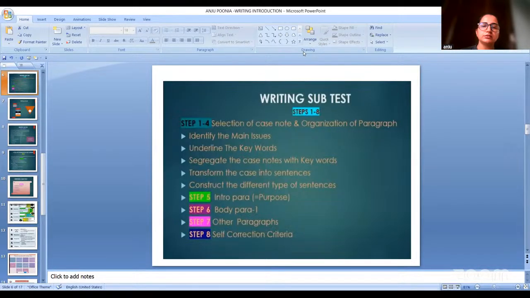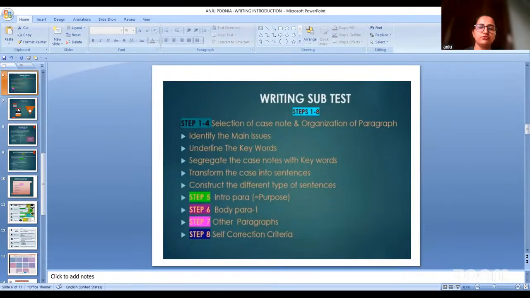Then in the second paragraph we can mention the patient's medical history, all related to the past medical history. In the next paragraph we mention the hospitalization, according to the case notes. And in the last paragraph we mention what we want when we are writing a letter to the doctor or the nurse, sometimes a relevant known case or unknown case. Based on the patient's requirement, in the last paragraph we mention that. It is the present form. And step 8, self-correction criteria.